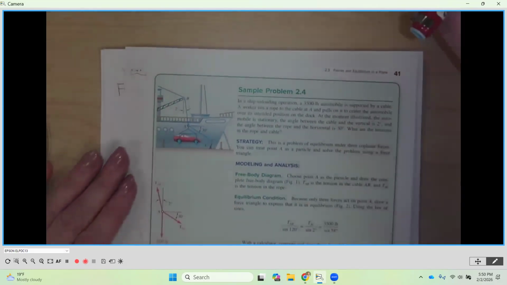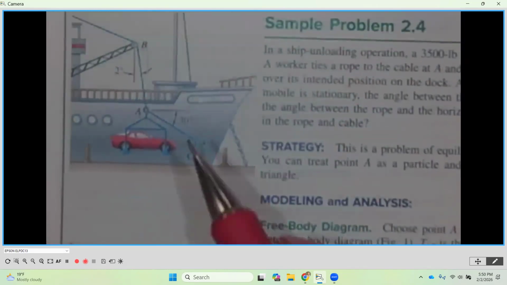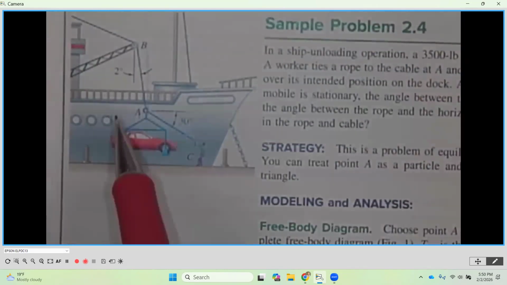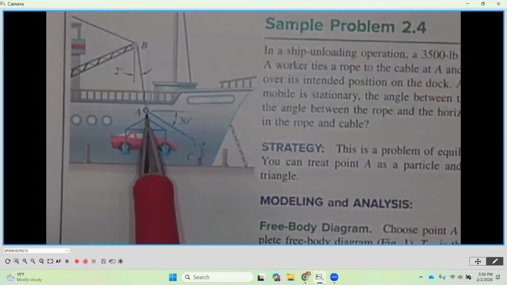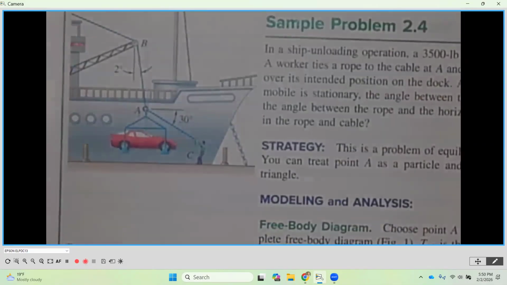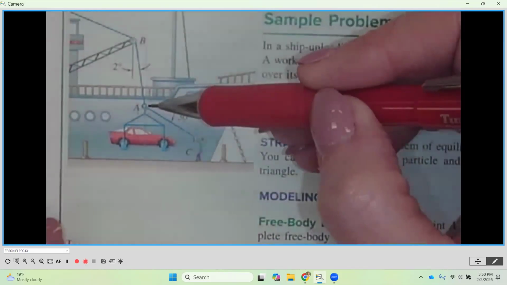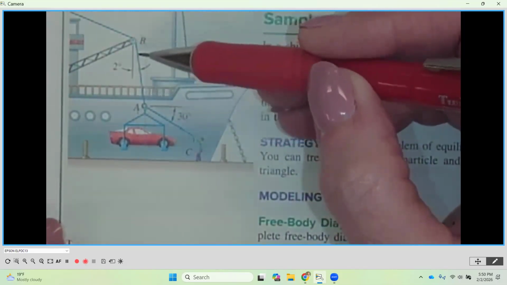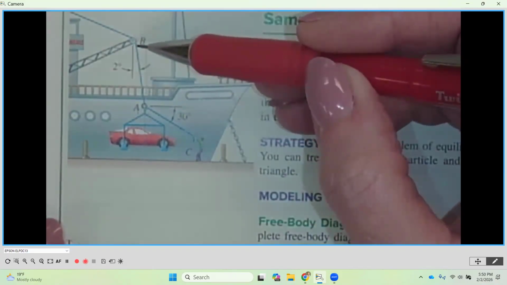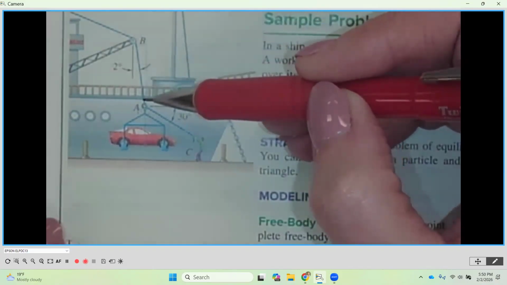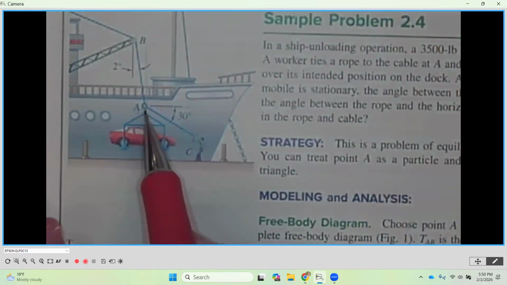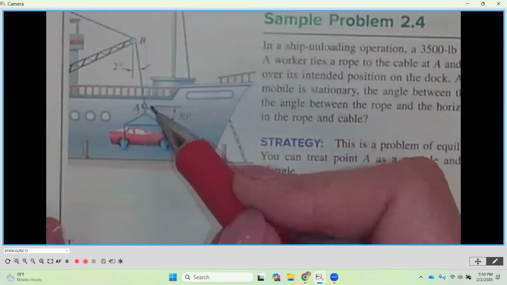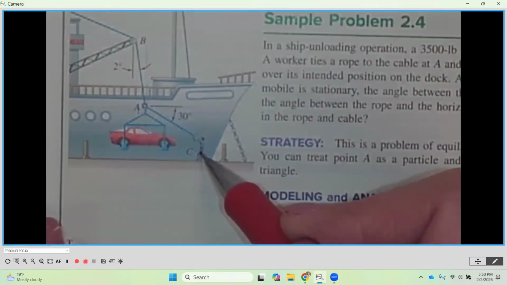So if we look at the illustration here, A is right in the middle. Okay, that's going to be the origin, if you would, of our coordinate system. All right, then B goes up and to the left. All right, so this is going to be 2 degrees off of vertical, if you would. And then we're going to have our 30 degrees going down to here. So C is down by the person that's pulling.